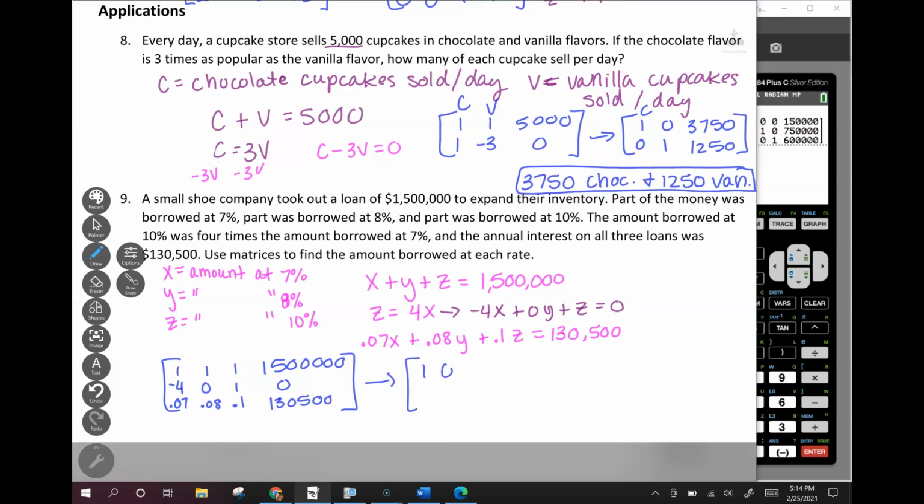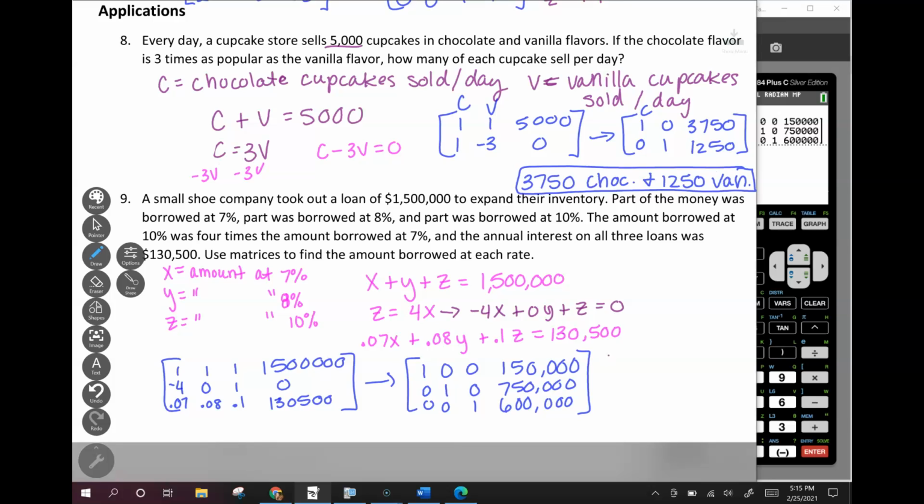All right, so we've got 1, 0, 0, 150,000, 0, 1, 0, 750,000, 0, 0, 1, 600,000, and zeros below. Okay, so let's answer the question now. So remember, the first column was X, and X is the amount at 7%.